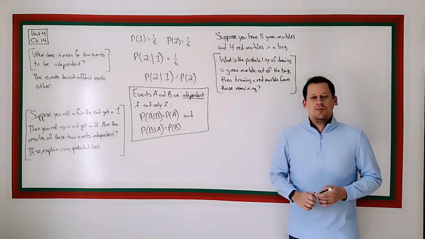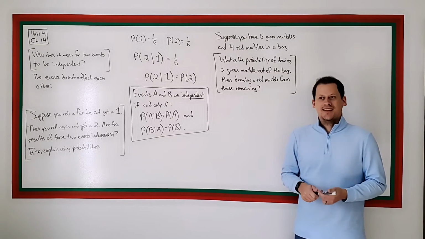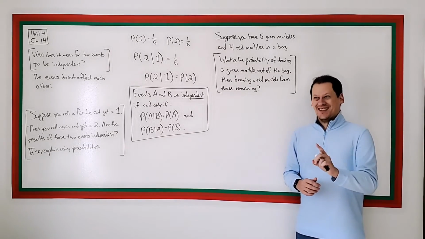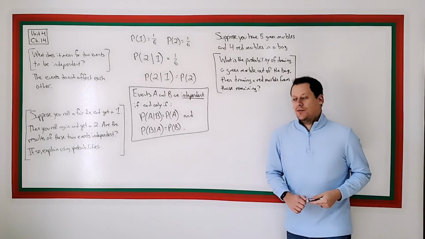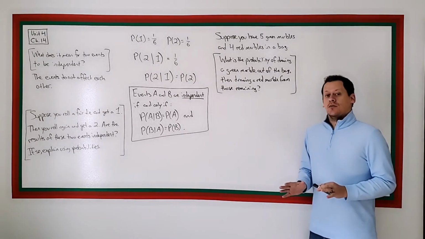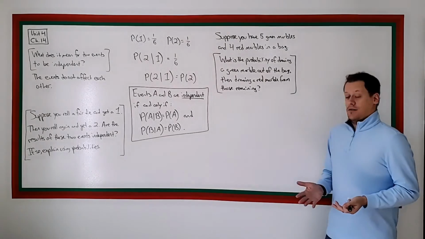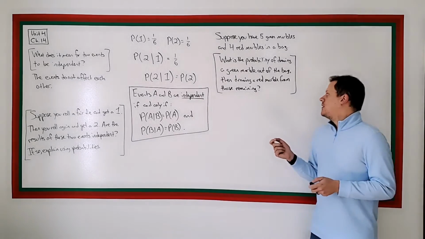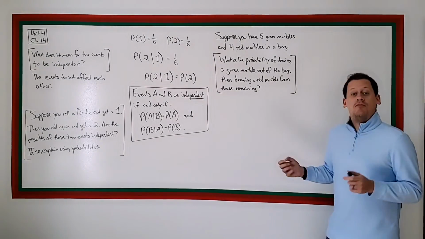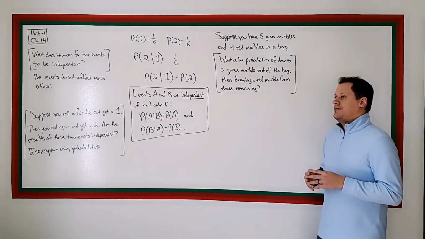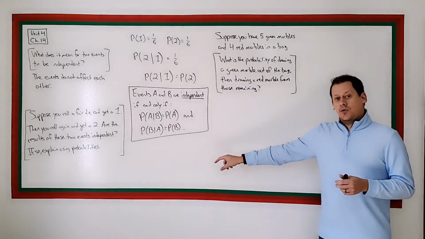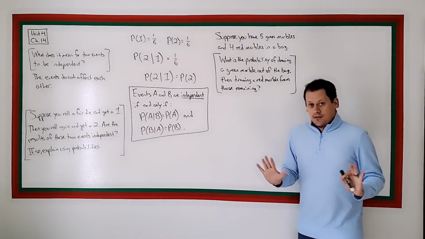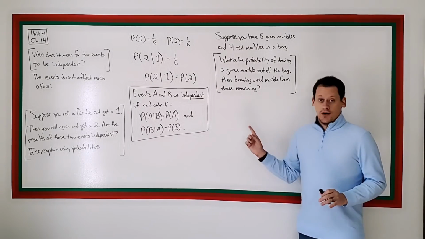Okay, so let's work on an example that you probably knew how to do, I don't know, like 6-7 years ago, but you didn't know the formal rules of probability. But let's see how it goes now. Suppose you have 5 green marbles and 4 red marbles in a bag. What is the probability of drawing a green marble out of the bag and then drawing a red marble from those remaining? So you take the green one out, put it off to the side, then grab a red.